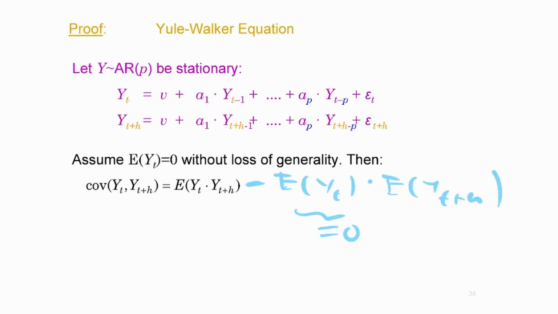So if this is equal to 0, and that is also going to be 0, of course, because the process is stationary, so it doesn't depend on the time point. The expectation would be simply the expectation of the product. I mean, the autocovariance, sorry, would be simply the expectation of the product.